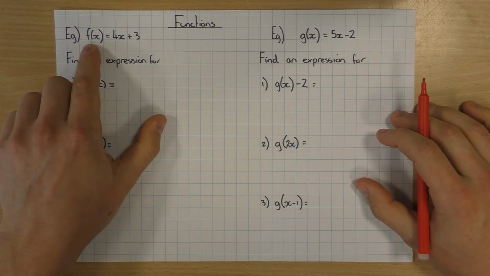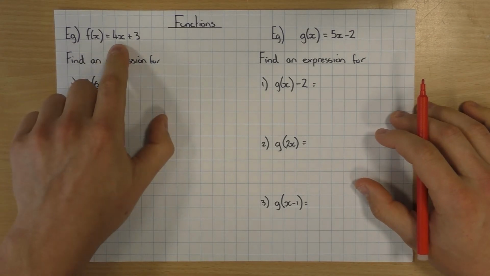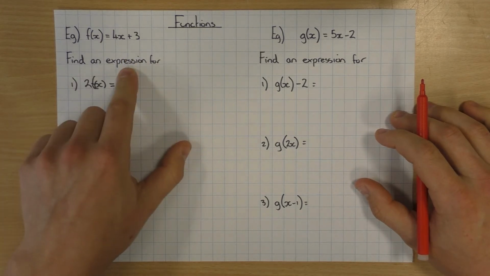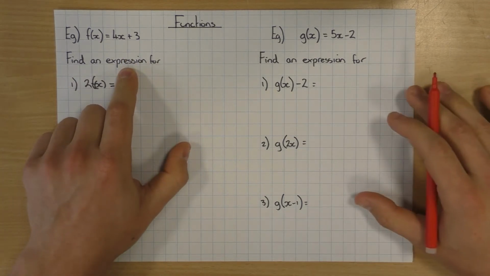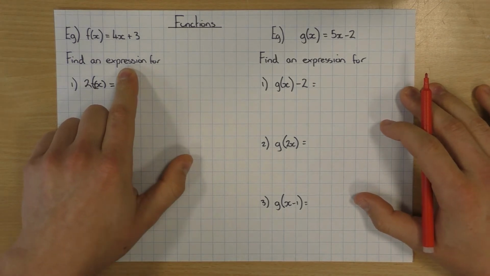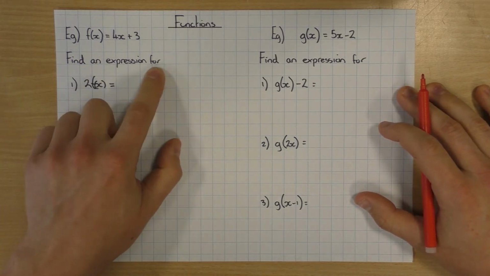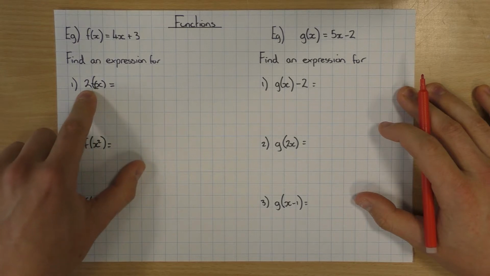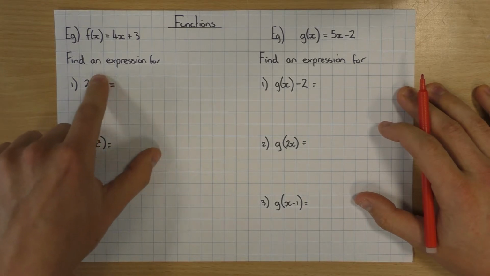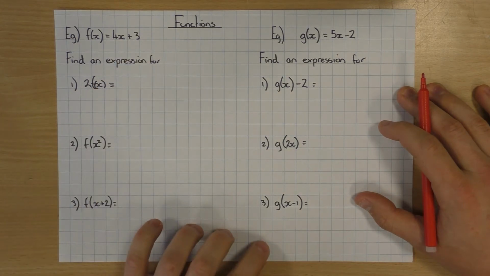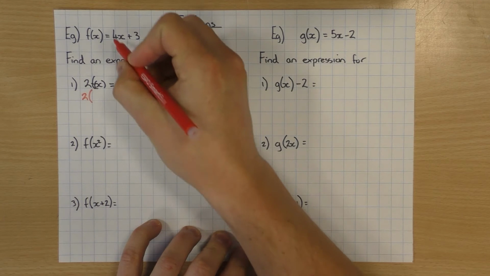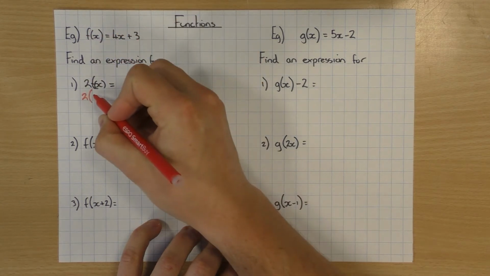So here we go, is the first one. This is our function, 4x plus 3, so this is the same as what we've seen before. But it says this time I want to find an expression, so not actually finding any outputs in this particular case, just finding an expression for 2f of x. So all this means is I'm doing 2 times f of x. Well, f of x is 4x plus 3, so all I'm going to do is times the f of x, which is this, by 2.